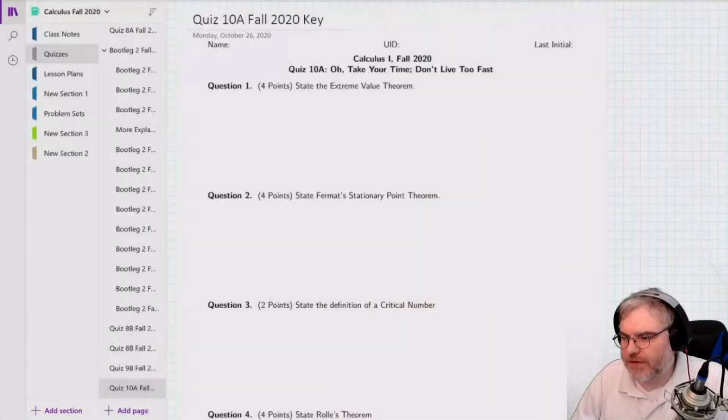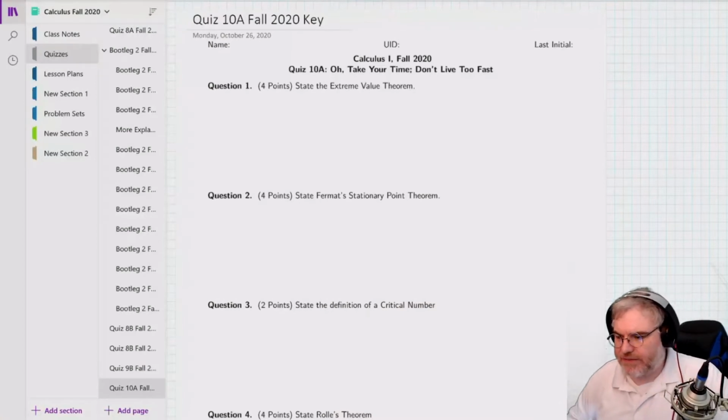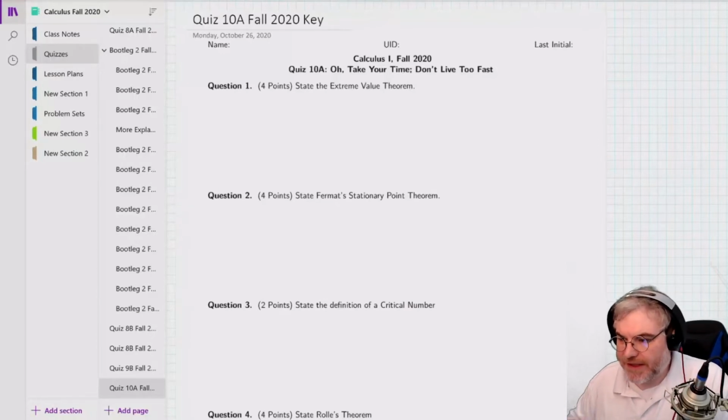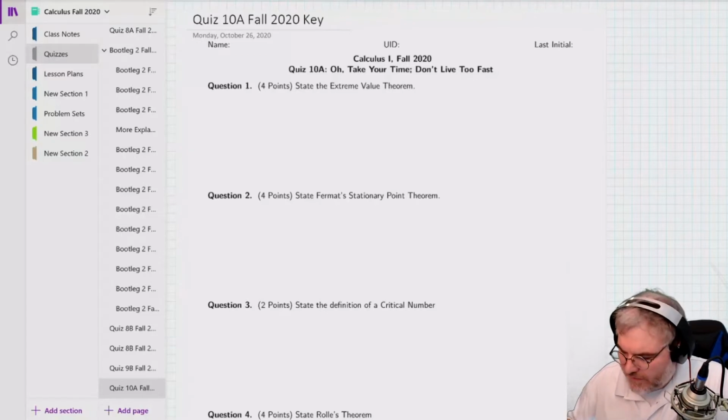Okay, so let's talk about quiz 10A. Let's see if this works now. Yes, and forgive the fact that there's a little discoloration from the green screen going on. It's Monday. All right, so I want to state the extreme value theorem.